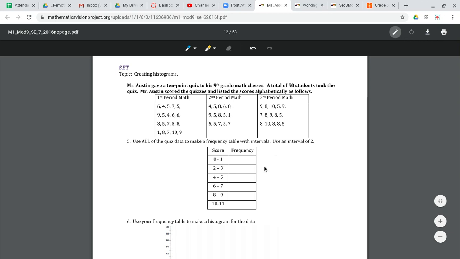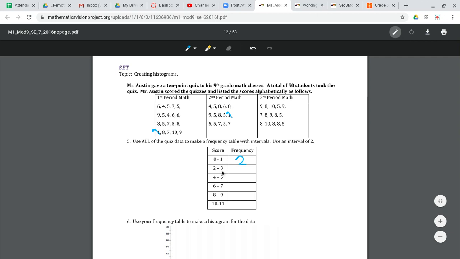So how many people scored between a 0 and 1? If we look at this, we're looking for 0 to 1. We've got a 1 there, we've got another 1 there, and that looks to be it. So we just have the 2 1s. Let's see if I can cross those off. So the frequency is 2, because there's just 2 values that fit into this score range.